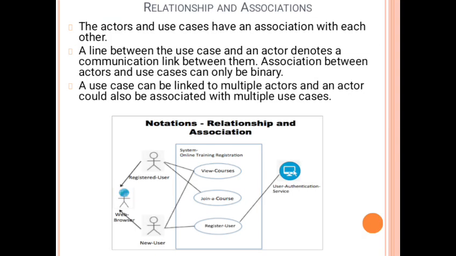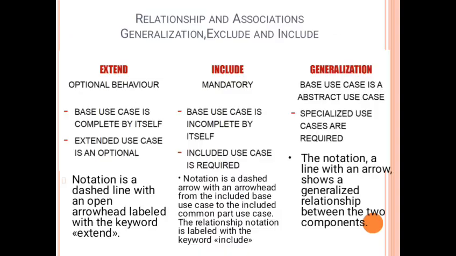Next is relationship. Actor and use case can have an association with each other. A line between a use case and an actor denotes a communication link between them. Association between an actor and a use case can be binary. A use case can be linked to multiple actors, and an actor can also be associated with multiple use cases. Next, include, extend, generalization.